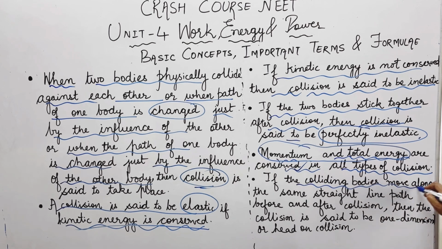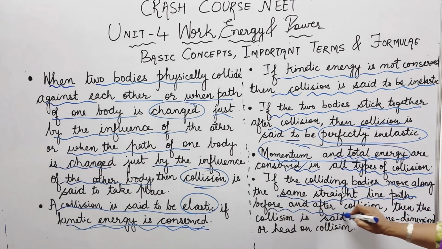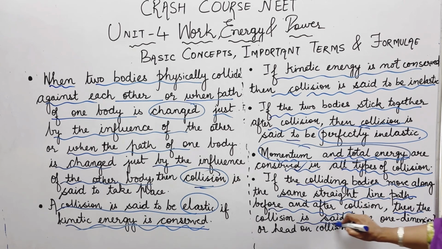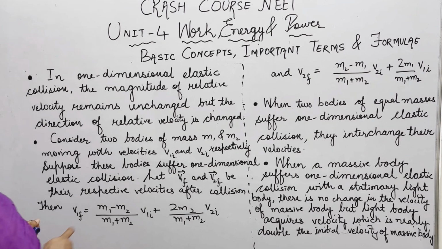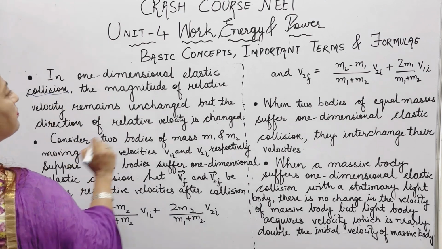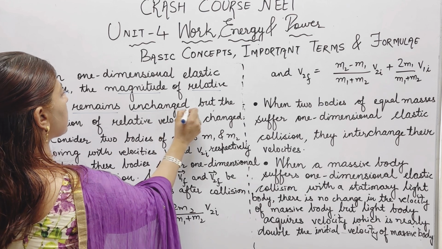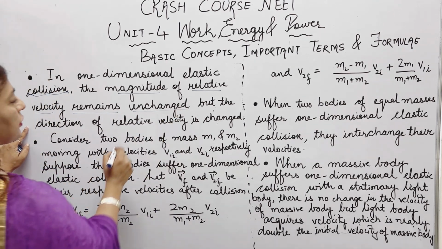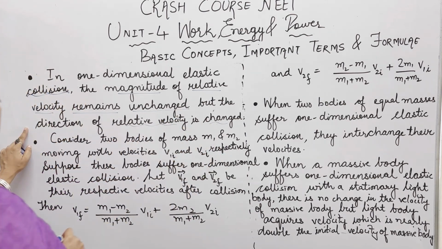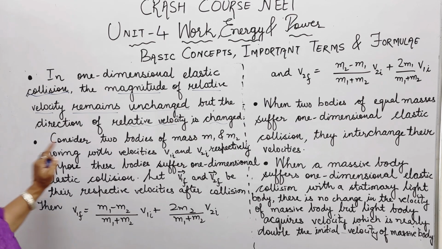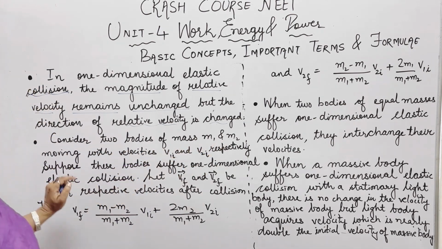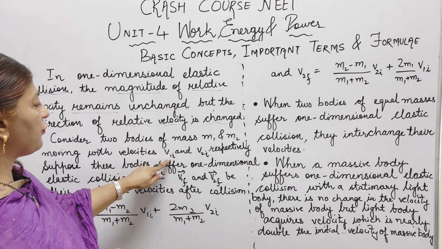If the colliding bodies move along the same straight line path before and after the collision, then the collision is said to be in one dimension, or it can be called a head-on collision. In one dimension elastic collision, the magnitude of the relative velocity remains unchanged, but the direction of relative velocity is changed.